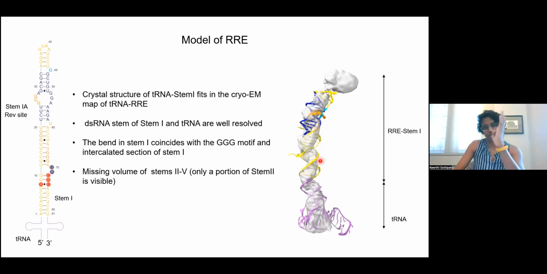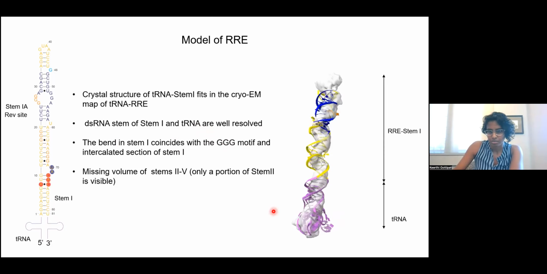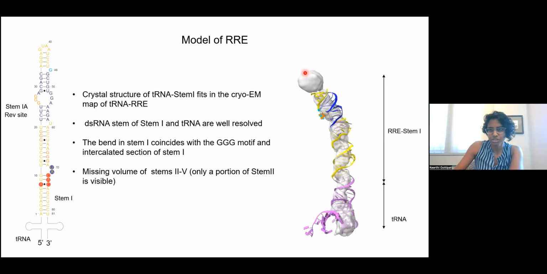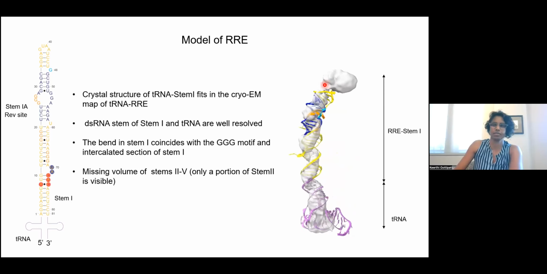Even the exaggerated turn happens exactly where this G46 is intercalating with the GGG motif. In fact, in the full-length RRE, which is the Cryo-EM map, it's even more exaggerated. So essentially it's not a crystallographic artifact; it does exist in the RNA itself. This is the model we've come up with so far. We do see a portion of the other stems, but that's not clean enough to do any kind of fitting.